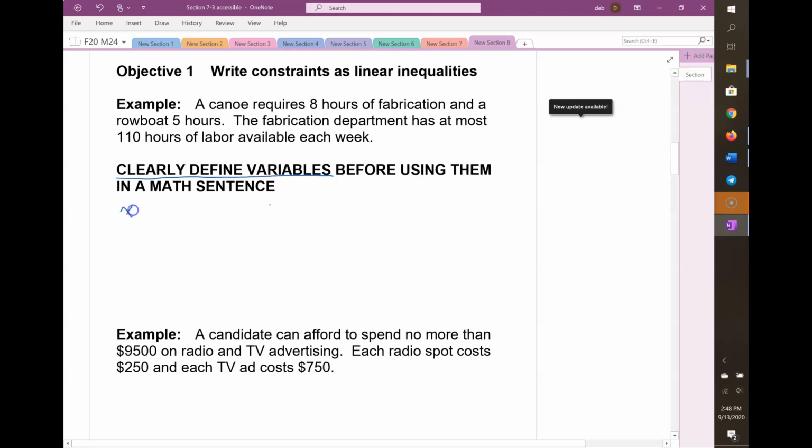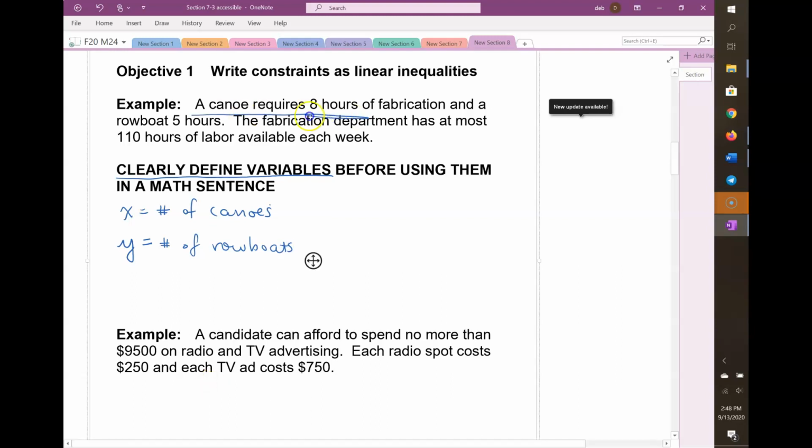So here we have canoes, but we're going to have x equal the number of canoes because there's a lot of information you could be collecting about the canoes. What's their capacity? What's their weight? Their cost? We want to know how many of them. So you need to be very specific when you write your definition of your variable. So x is the number of canoes, and y is going to be the number of rowboats. So most of our problems will have 2 or at most 3 different items.